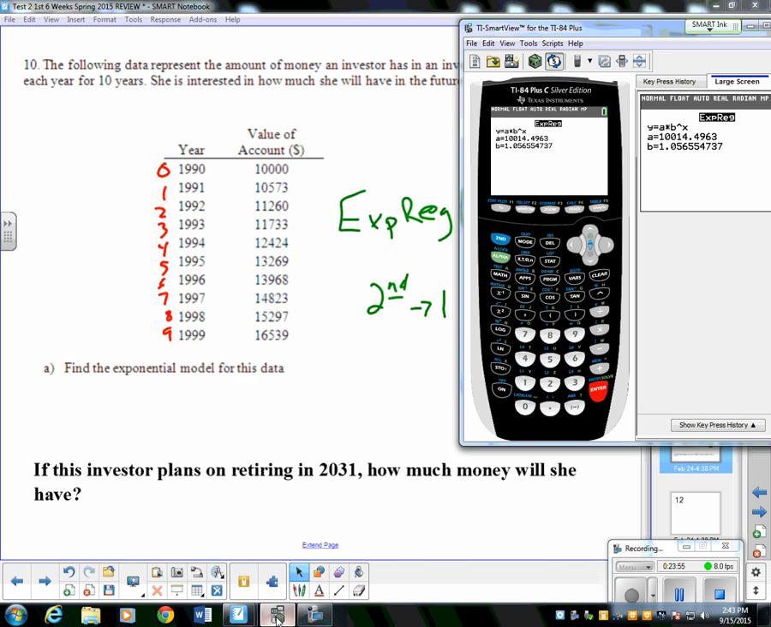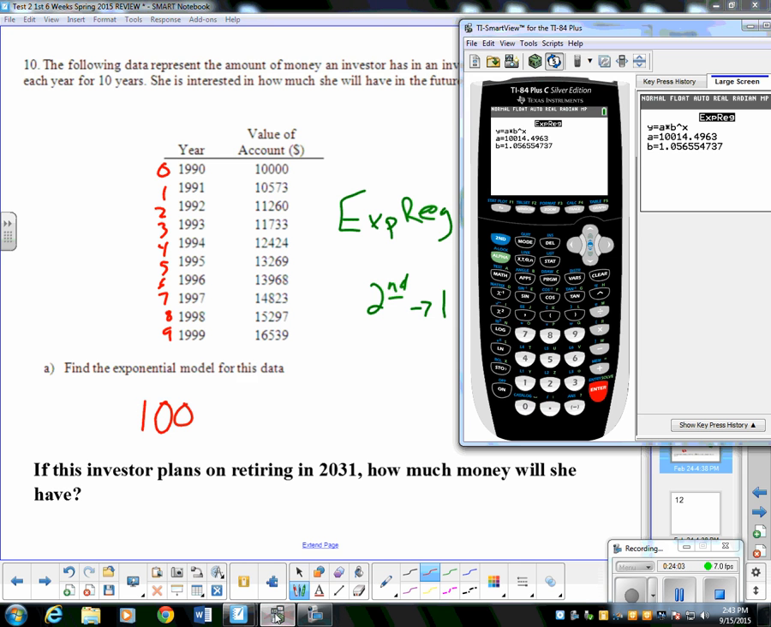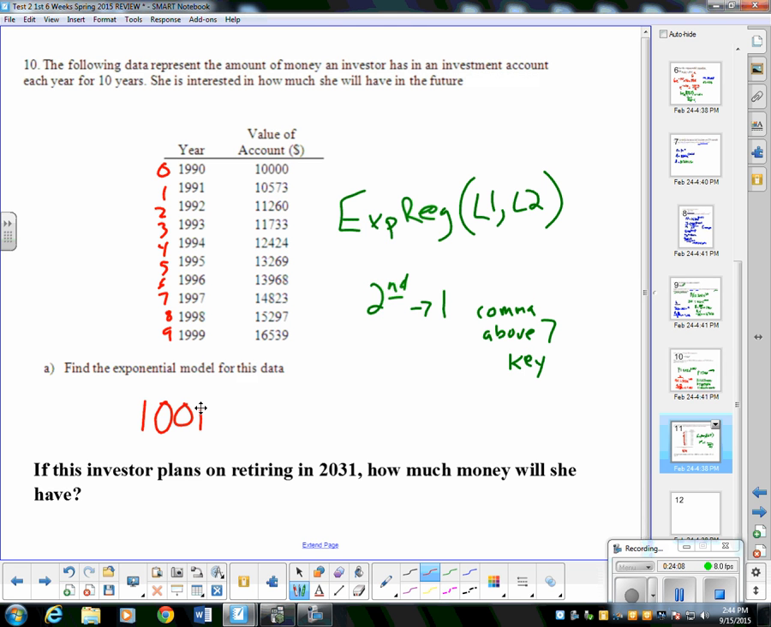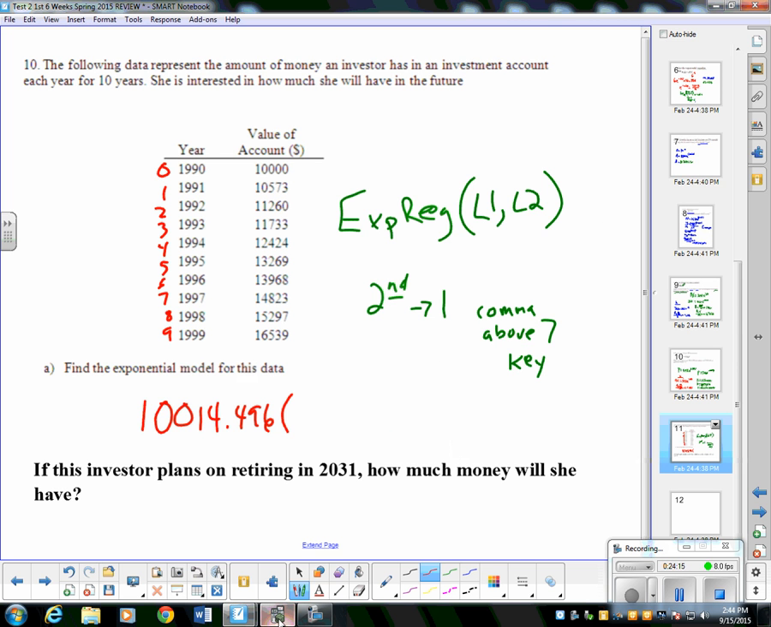All right, but no matter what, our exponential model, rounded to 3 decimal places, is 10,014.496 times 1.057 to the x. So the value of the account is based on that model there. Now it wants to know, this investor plans on retiring in 2031. How much money will she have?